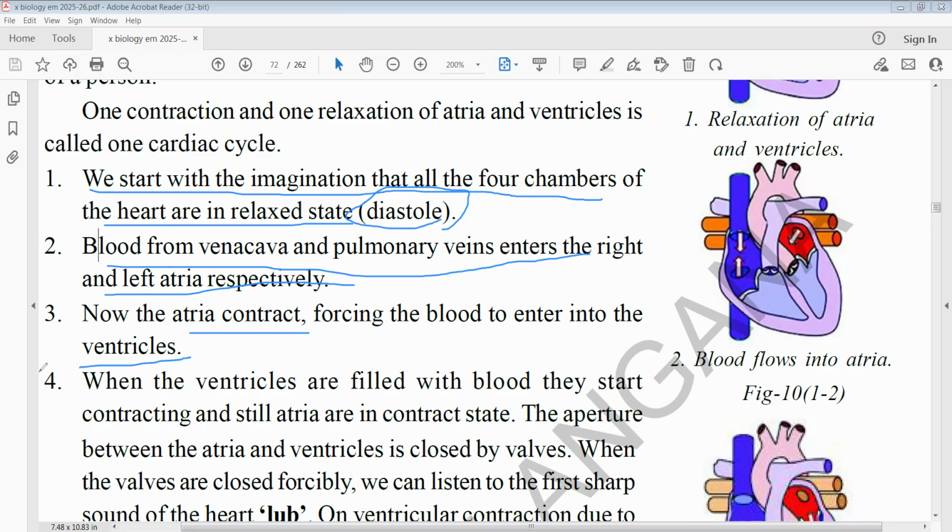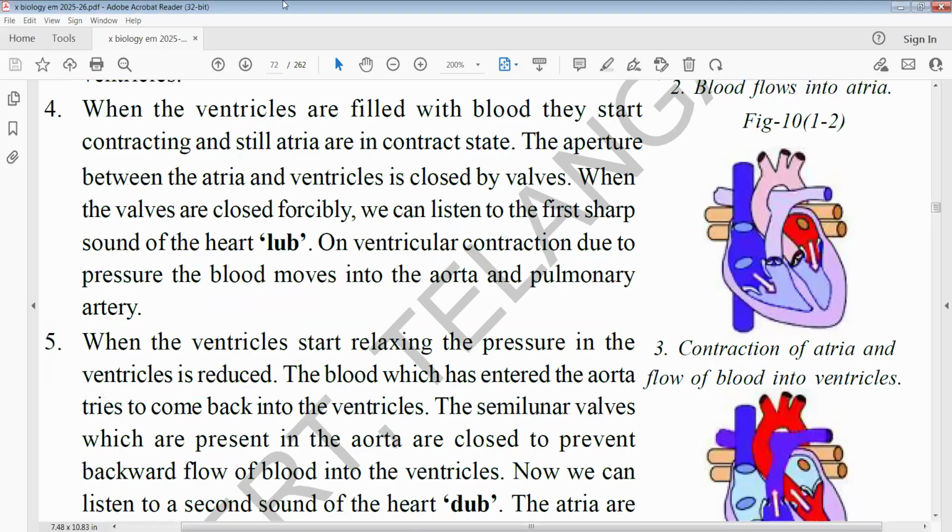Now, when the ventricles are contracted, here it is important, blood goes from the right ventricle to the lungs through the pulmonary artery. At that time, the valves present between the right auricle and right ventricle are closed. During closing, what happens? A lub sound will come. When these valves, the tricuspid valve, are closed, the lub sound comes.